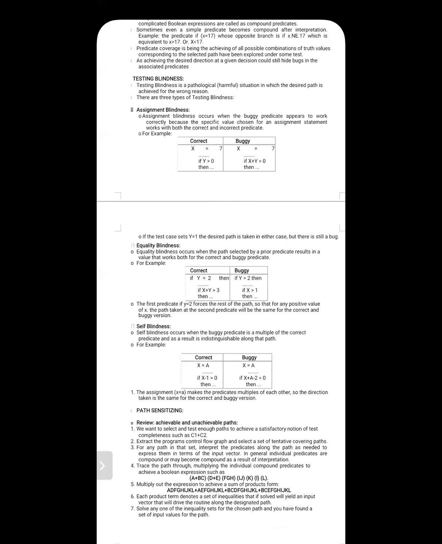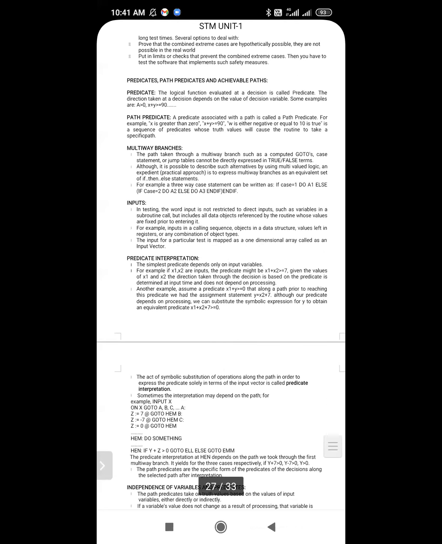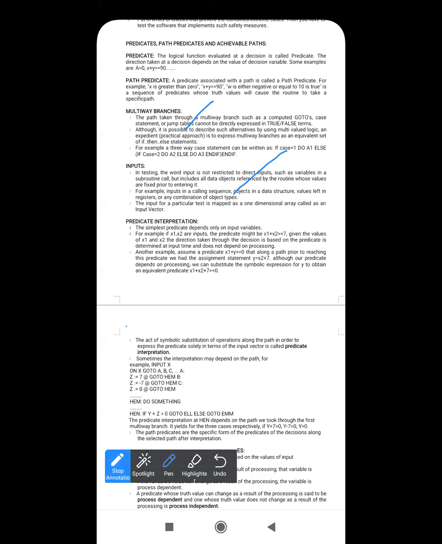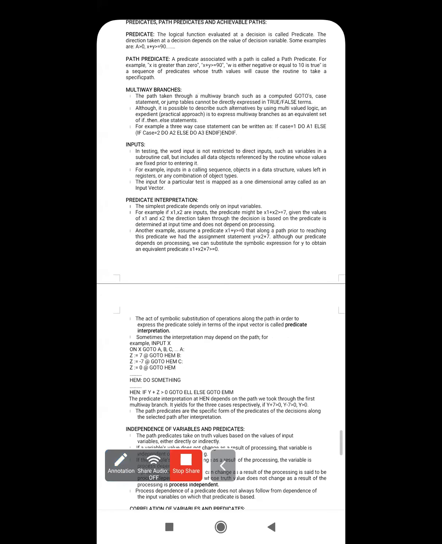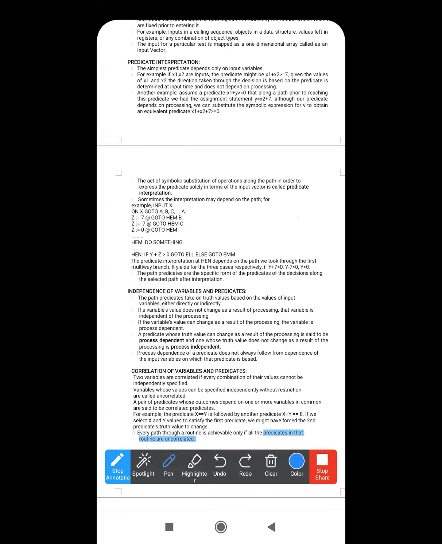Okay, now we are having a number of predicates in it. You know about multi-way branches, you know about input, what we are giving to the software for the path testing. That is nothing but the path which we are giving from the starting to the ending point, where you want. That is nothing but the input. You are giving the input to the system. Next one, predicate interpretations. In the predicate logic, how the interpretations will occur, how the interpretations will be done.